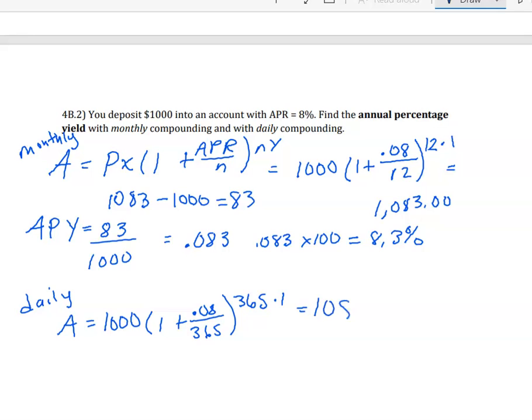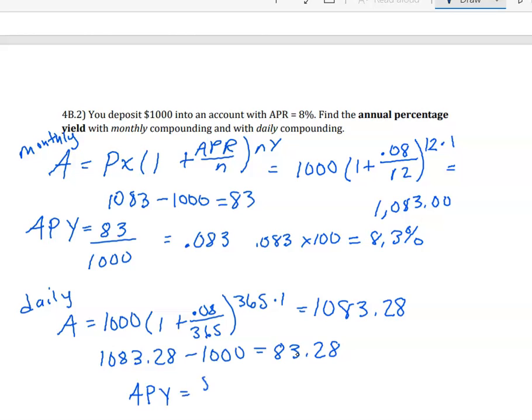Okay, and so that's going to get me $1,083.28. Not way off from what we had before. If you take 1,083.28 minus 1,000, you're going to get $83.28. And so my annual percentage yield is going to be $83.28 divided by what I put in, and that's going to be 0.08328.